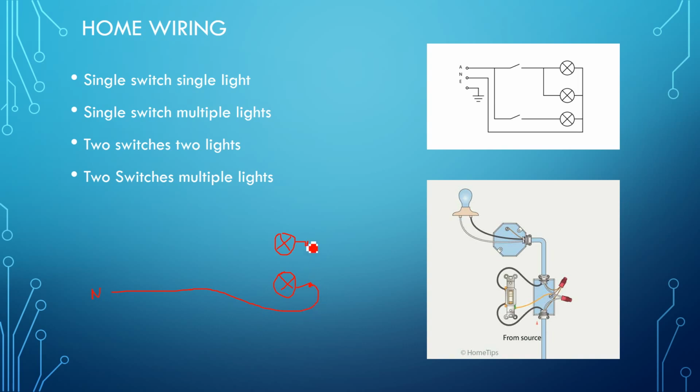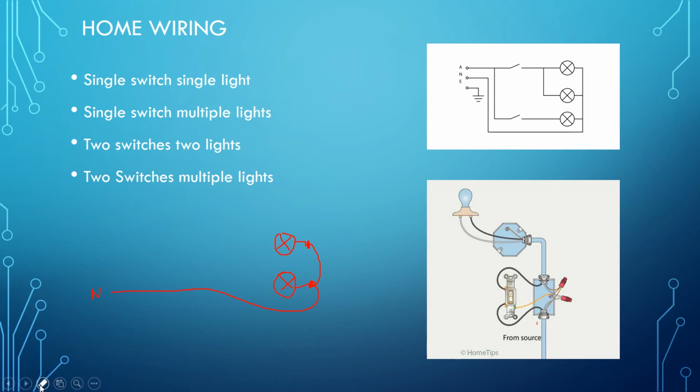Also, we need a neutral line for this one. So we cannot take the neutral from the source and give it to this one. We cannot do this. What is the easy way? The easy way is to take a connection or a loop from this one. All right, so we will take a loop from this one.